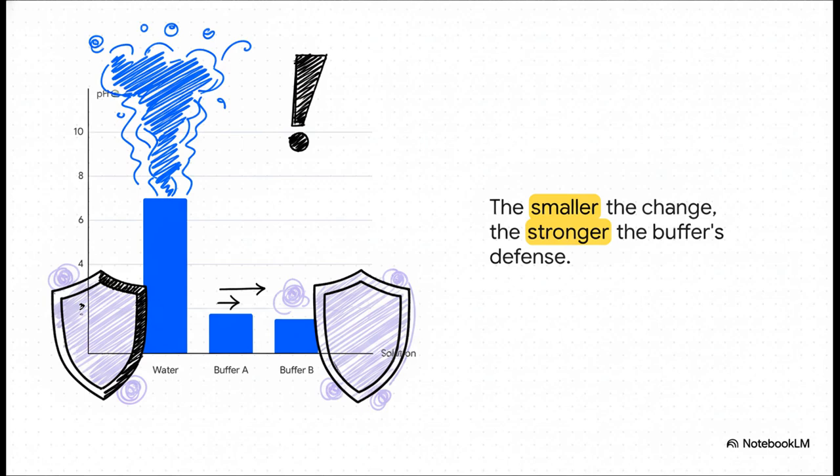And looking at the data this way just makes the whole story crystal clear. I mean, look at the bar for water. It's enormous. A pH change of 5.7 units. The change for buffer A was tiny in comparison, just 0.6. And then buffer B, with its higher capacity, even more impressive. A change of only 0.3 units. The visual evidence here is just undeniable.